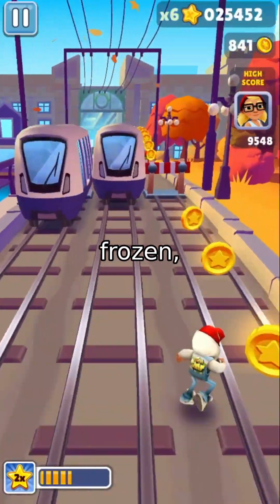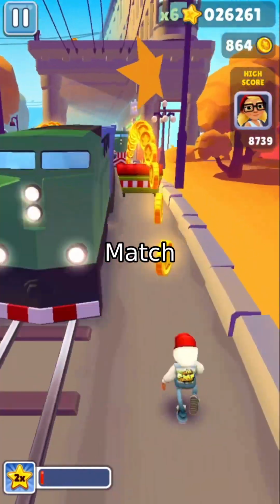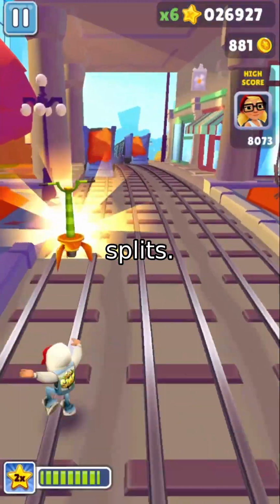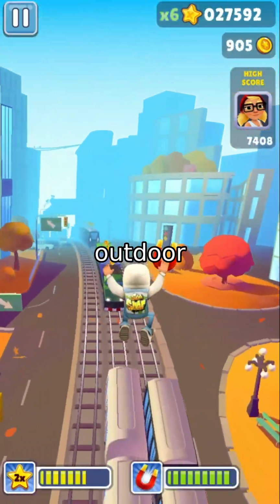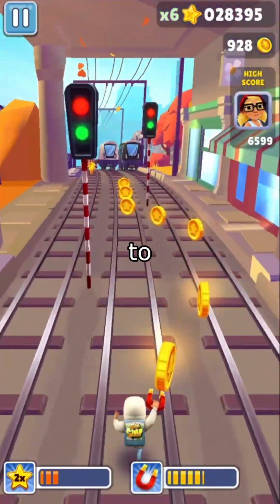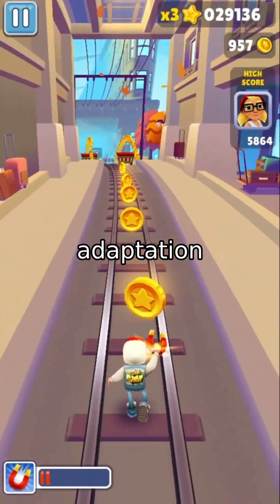Because every component is frozen, this is a true zero-shot system. On indoor benchmarks like 3DMatch and ScanNet, it matches or exceeds the performance of methods trained specifically on those splits. But the real breakthrough is on outdoor LiDAR data. C-GenReg is the first generative registration framework to successfully operate on real-world Waymo LiDAR scans. The adaptation here is clever.